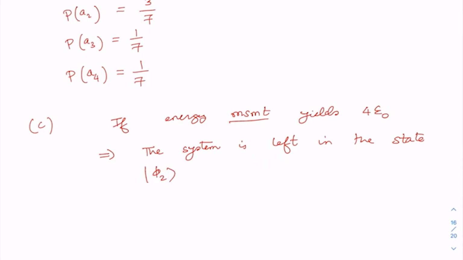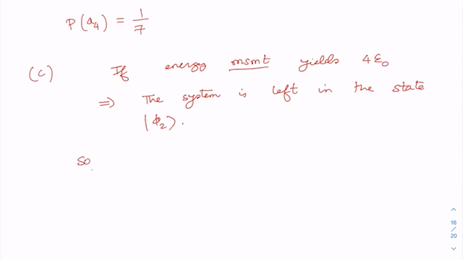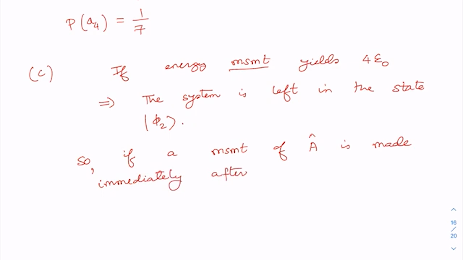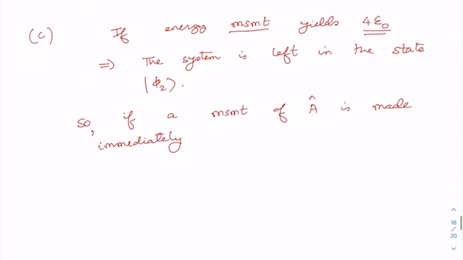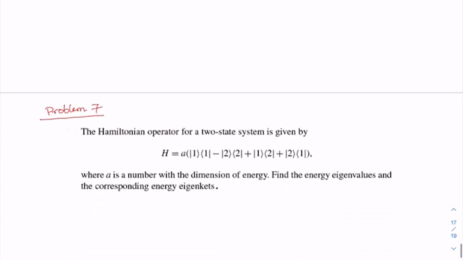Okay, just let me say it is the phi 2. So if a measurement of A is made immediately after the measurement of energy, which is yielding 4E0, then you are in the state phi 2, so therefore you will get phi 2 A phi 2, and this is in fact 3A0 times phi 2 normalized, so you will get simply 3A0. So that's the answer. Let us now work out this problem.